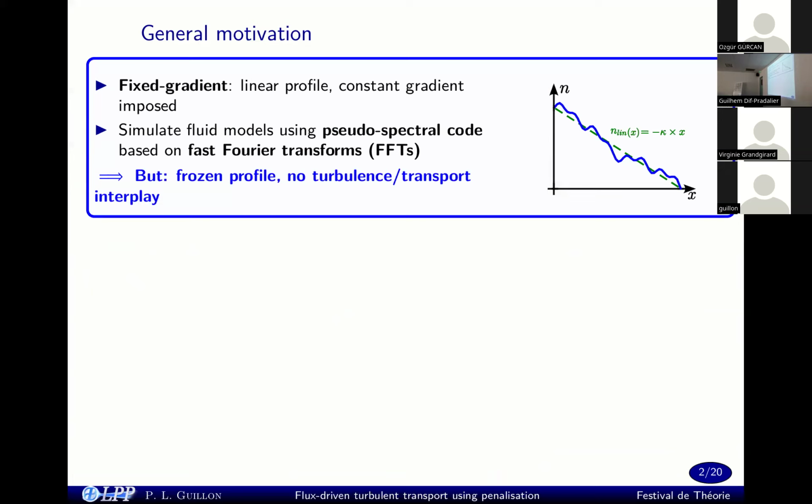A simple approach to turbulence in tokamak plasma is to consider fixed gradient systems in which we impose a linear profile, so a constant gradient of density or temperature, and we look at the instability and the turbulence generated by this profile. If we assume the perturbation to be periodic for a fluid model, we can have a simple implementation of such a system using a pseudo-spectral code based on fast Fourier transform. However, in this approach, the profile is considered to be frozen, and the turbulent flux generated by the instability never reacts on the mean profile.